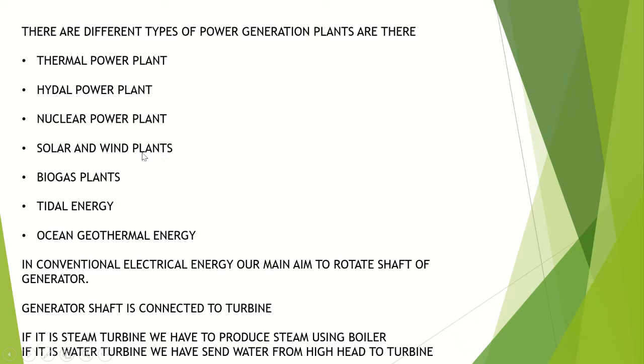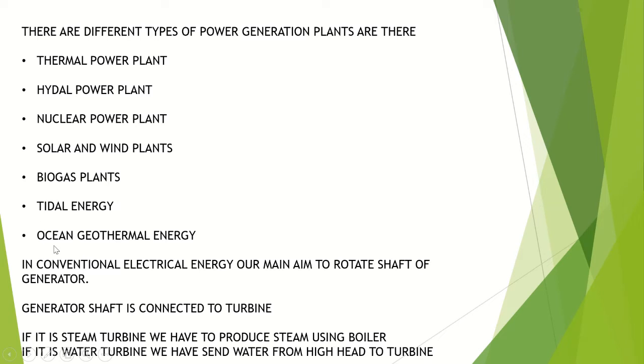In solar and wind plants, solar is very clean energy. In solar, there is no pollution. In wind also, there is no pollution. Solar and wind are pure energies. In biogas plants, whatever waste you are naturally producing, we use that waste to produce the biogas.